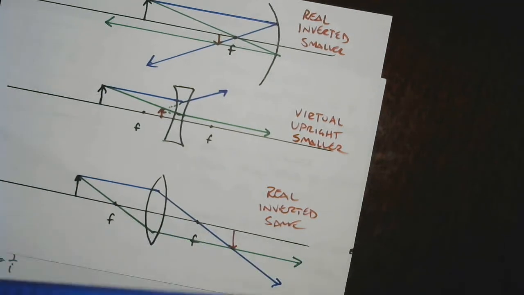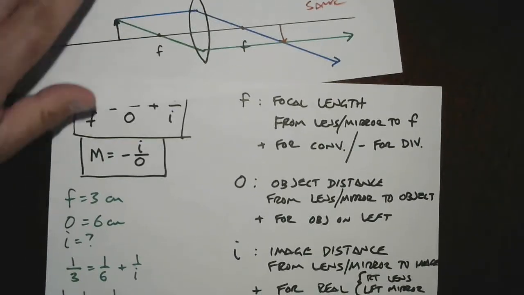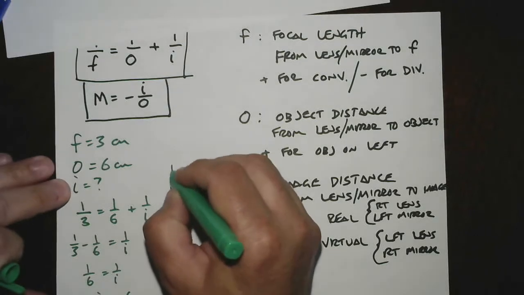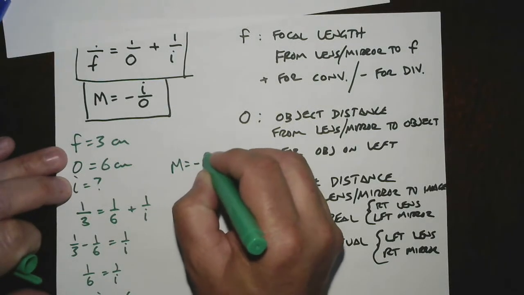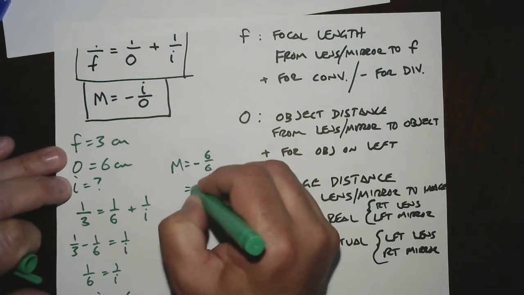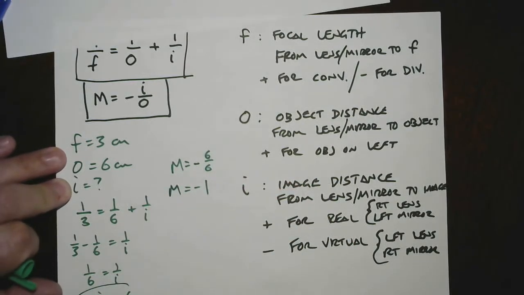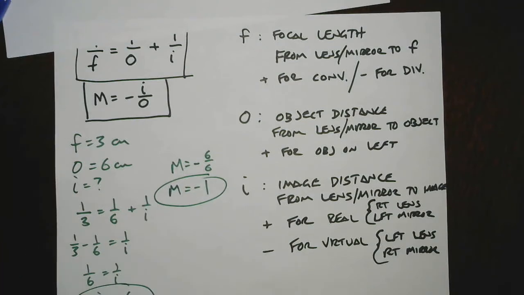So I've done a pretty good job drawing this, and this equation tells me it's positive, so it's real. Also, if we put it in, the magnification is minus 6 over 6, or minus 1. So it is upside down and the same size. So that's what I get from the equation.